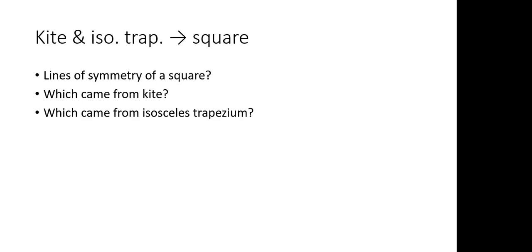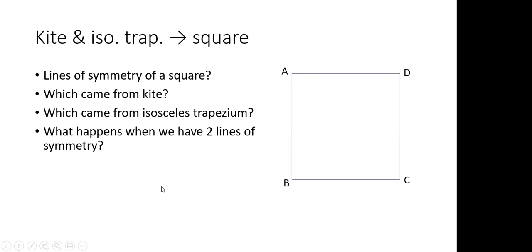There are two more, right? So how can you describe them? Through the sides. You can be more precise and say perpendicular bisectors of opposite sides, right? So those came from the isosceles trapezium. Now what happens? This is a very, very interesting thing. What happens when you have two lines of symmetry? Okay, so let's take a look.